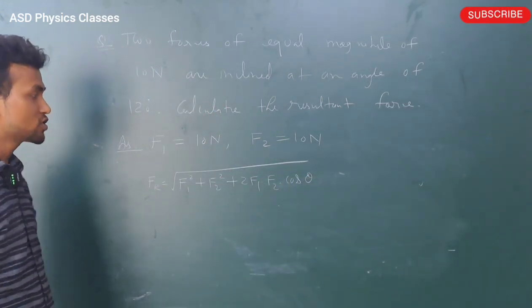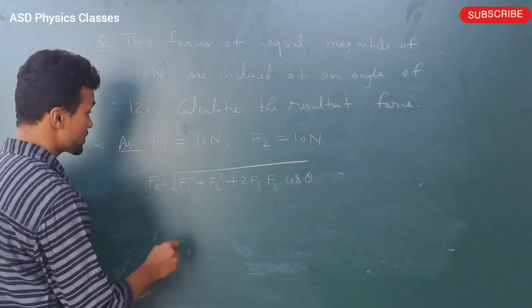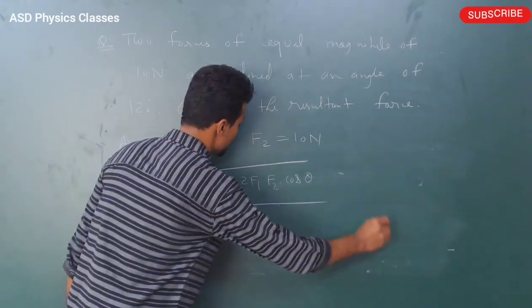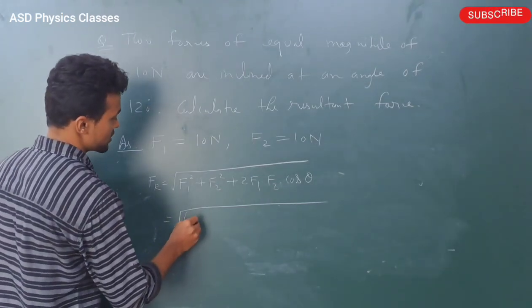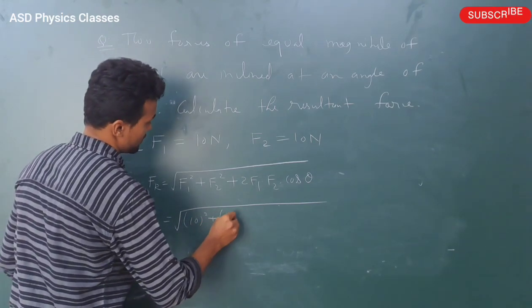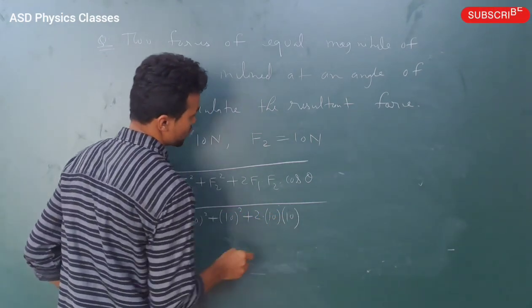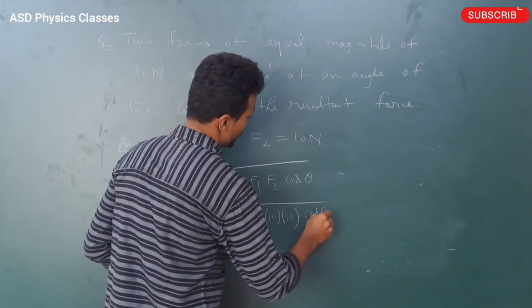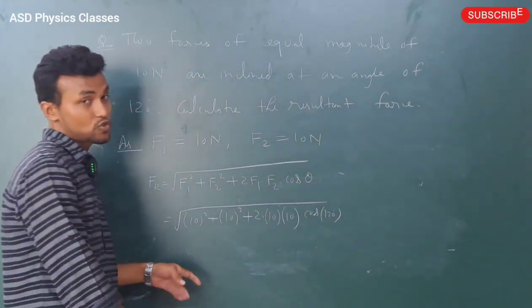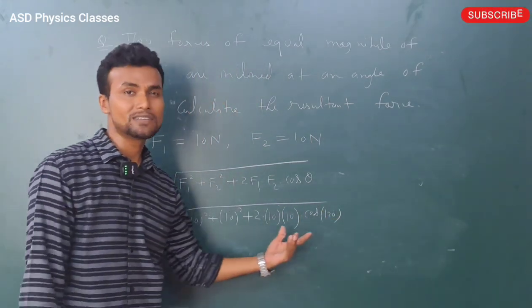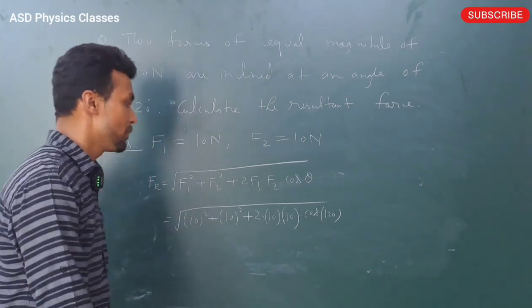Now we'll put all these values in. First we will see the normal method, then after that I will tell you one shortcut also. Okay, then I will put the value here. This is 10 square plus 10 square plus 2 into 10 into 10 into cos 120 degree. And my dear students, I think you know very well cos 120 degree will be minus 1 by 2.